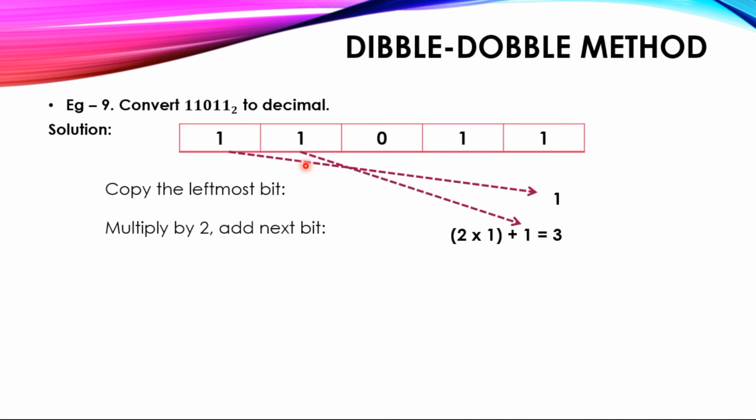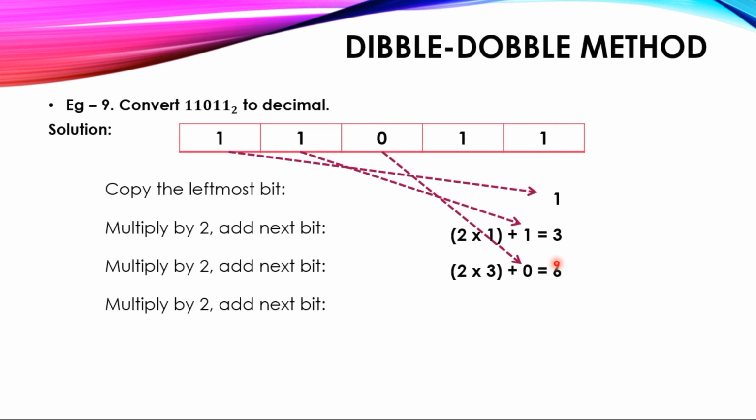Now again this is the next bit. Again multiply by 2, add the next bit. So 2 into 3 plus the next bit is what? The next bit is 0. So 2 into 3 plus 0 will give the answer 6.